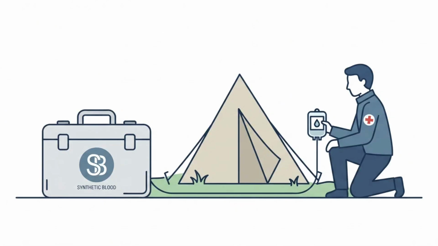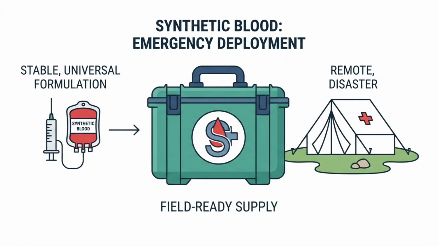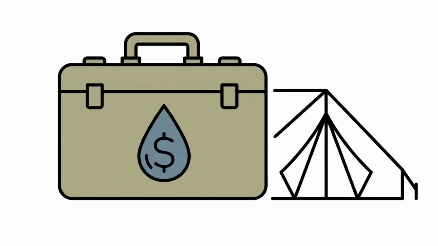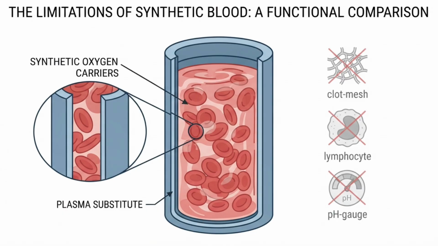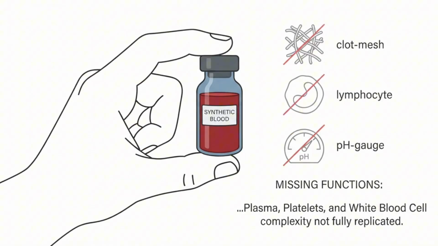However, no synthetic blood product has yet matched the full complexity of real blood. None of them clot, fight infection, or regulate the body's chemistry the way genuine plasma, platelets, and white cells do. So every version so far is a stopgap, not a replacement. Science can now manufacture blood's most famous function in a lab, but it still can't manufacture blood itself.